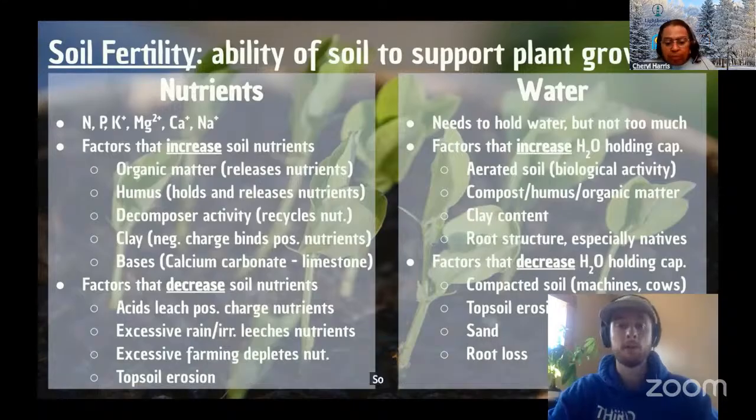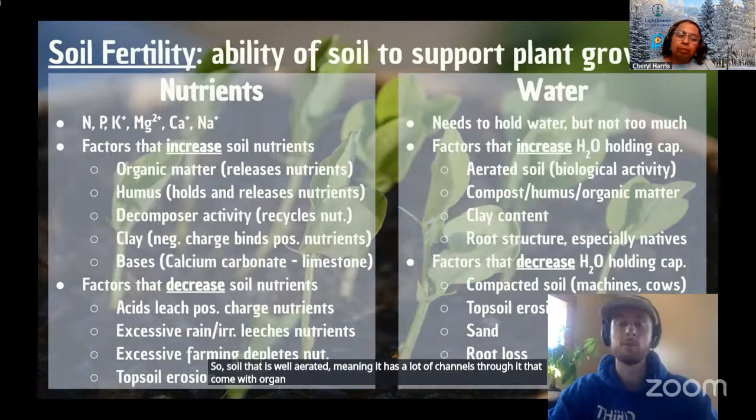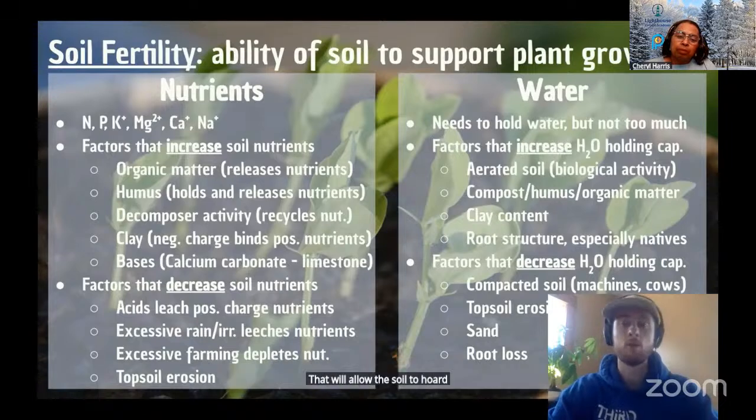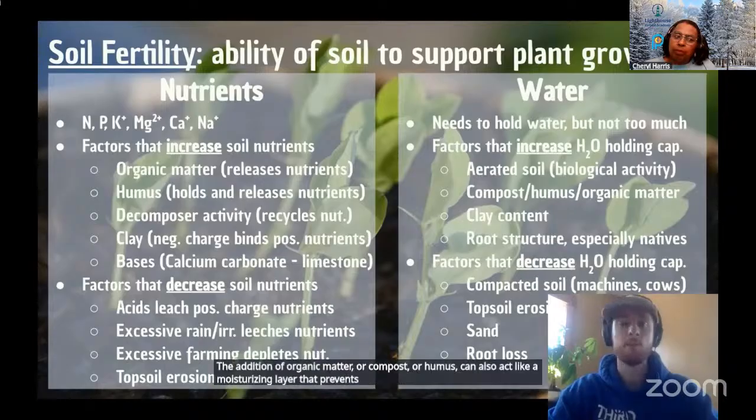So soil that is well aerated, meaning it has a lot of channels through it that come with organisms like earthworms burrowing through it, will allow the soil to hold more water and more air. The addition of organic matter or compost or humus can also act like a moisturizing layer that prevents evaporation loss from the soil. So that will help it retain more water.